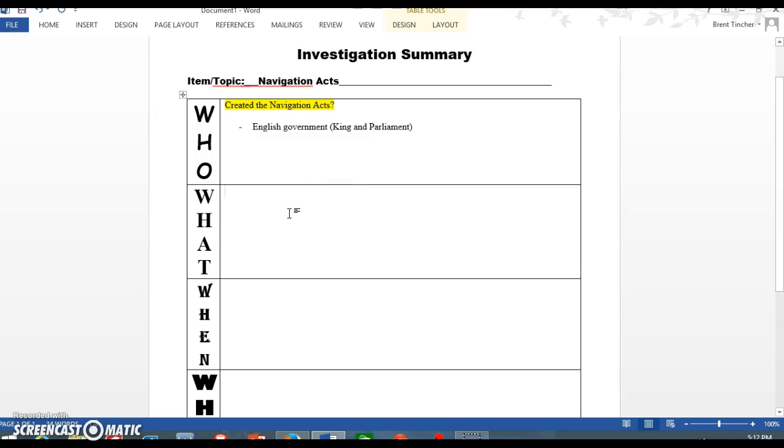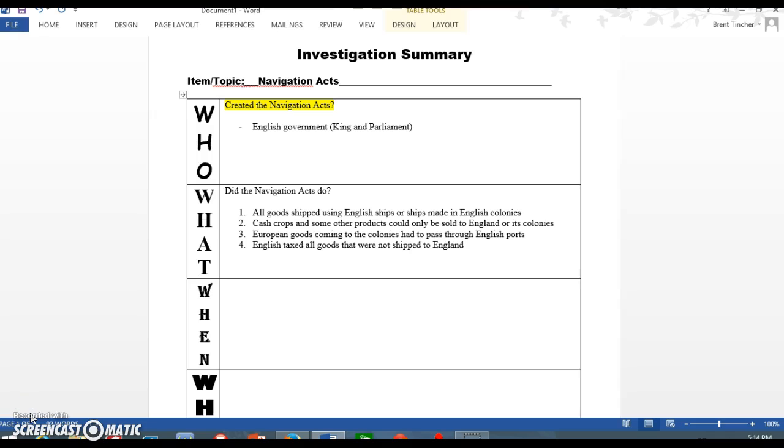So I'm going to now move on to what. And my question is going to be, what did the Navigation Acts do? I'm going to leave some space. And what I'm going to do is take down what it says the provisions were. It said there were 4 provisions, or 4 parts. So you've got 1, 2, 3, and 4. So all you need to do is write those down, and you're ready to move on to when.